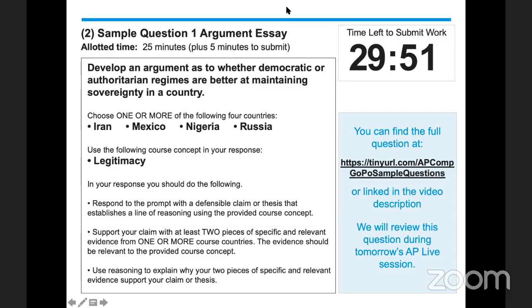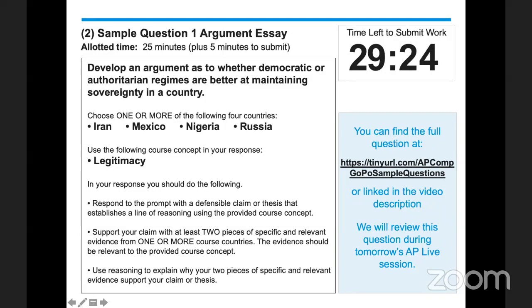Develop an argument as to whether democratic or authoritarian regimes are better at maintaining sovereignty in a country. Choose one or more of the following 4 countries. So you have to use at least one of the 4: Iran, Mexico, Nigeria, and Russia. It's most common to use 2. And you have to use the following course concept in your response. And the concept is legitimacy.